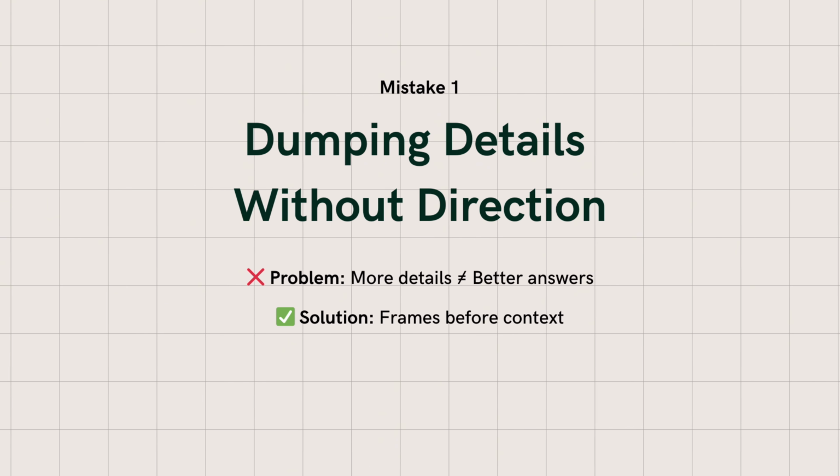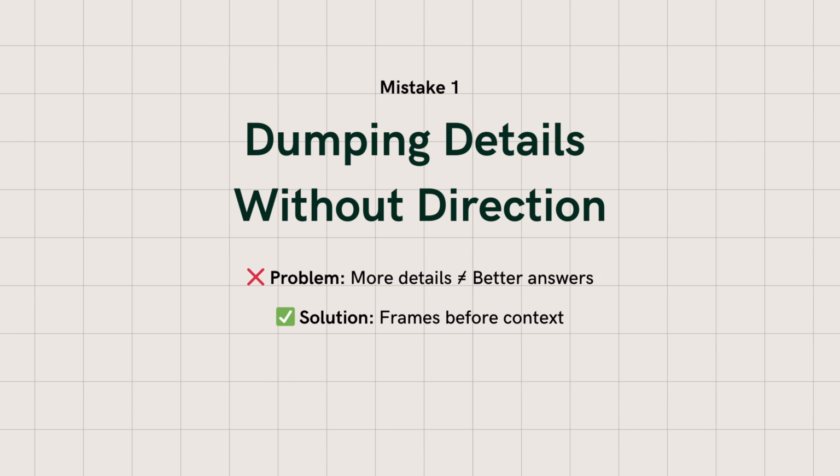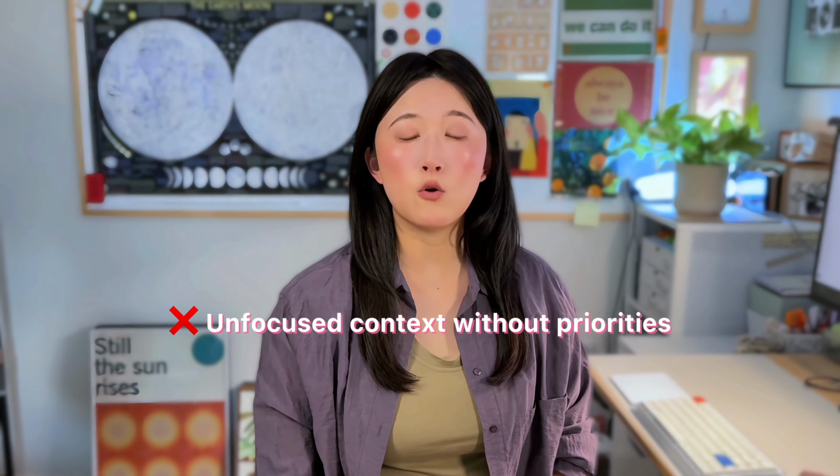Let me start with the first mistake: dumping details without setting direction. When I first learned prompt engineering, I thought the more details I add, the better the answer will be. So I dumped everything: background information, preferences, and the whole scenario into one giant prompt. Here's what I missed. The problem isn't having context. Context is useful.